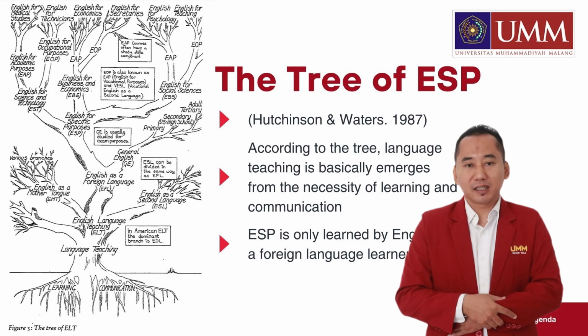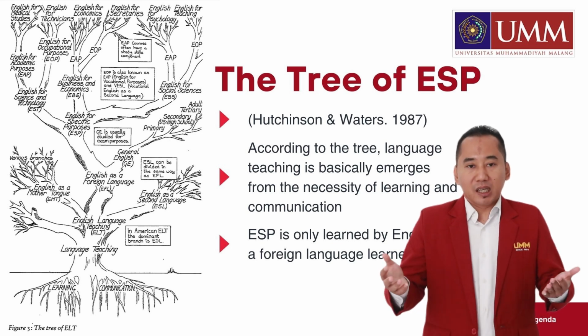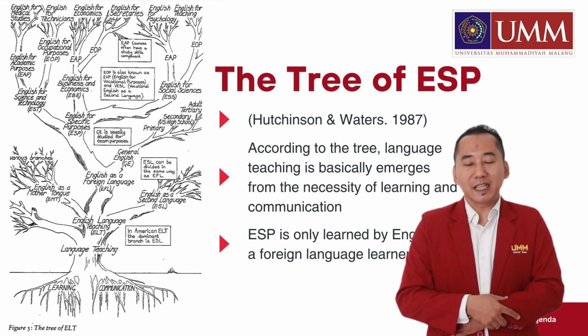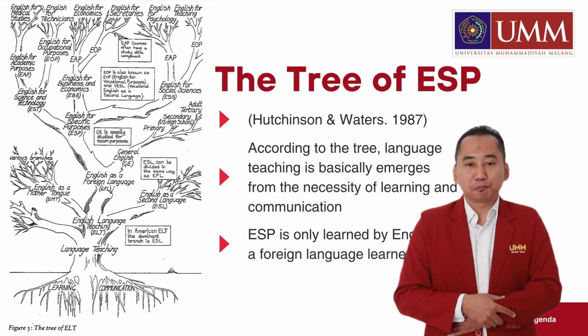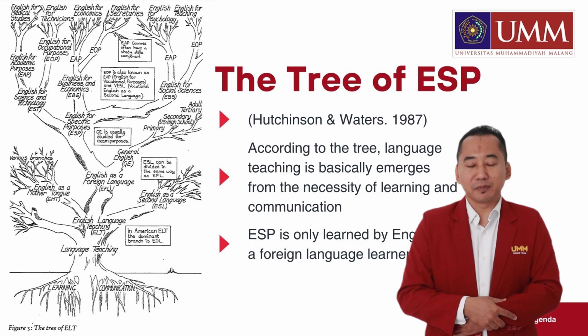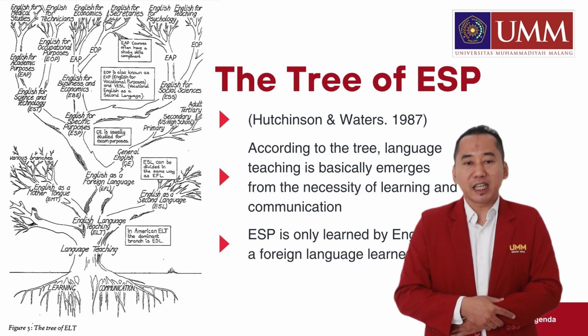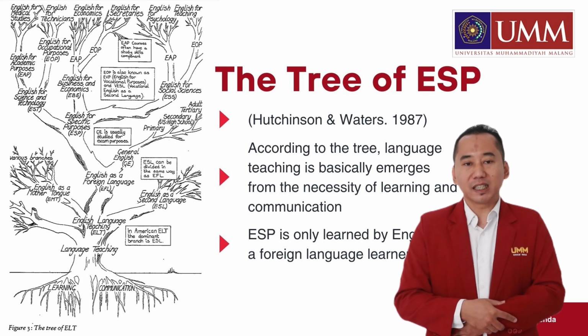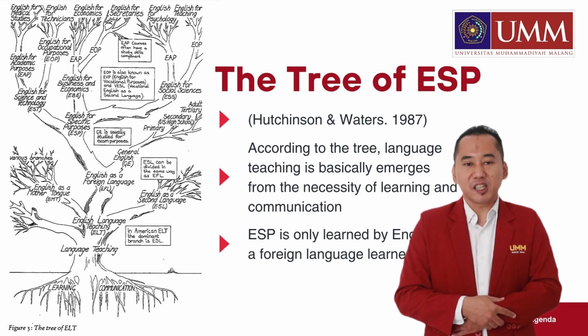Ladies and gentlemen, as you can see, this is the picture of the Tree of ESP by Hutchinson and Waters, 1987. This tree shows us the roots of language teaching are learning and communication. The trunk is English language teaching (ELT). The main branches then split into English as mother tongue (EMT), English as a foreign language (EFL), English as a second language (ESL), General English (GE), English for specific purposes (ESP).